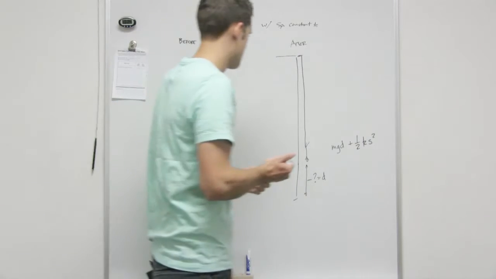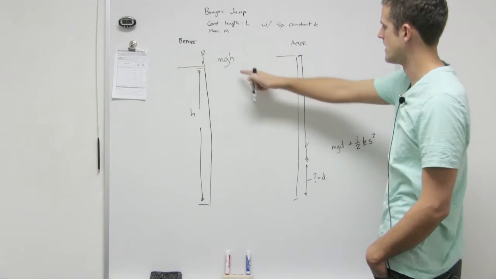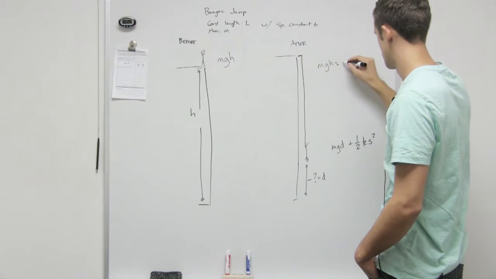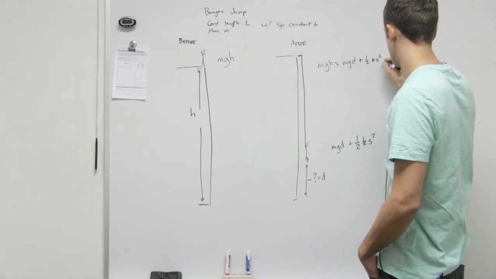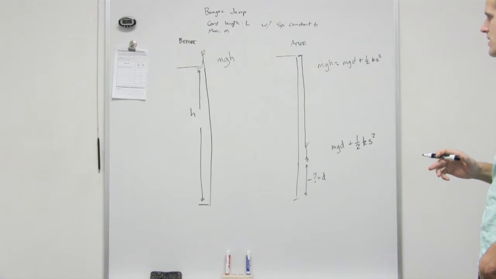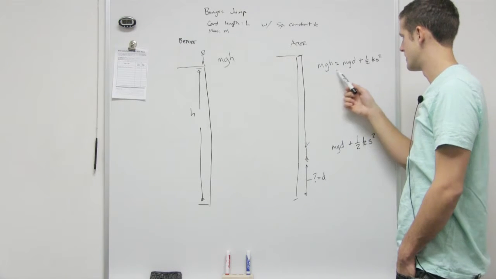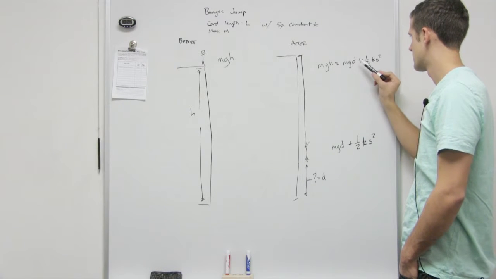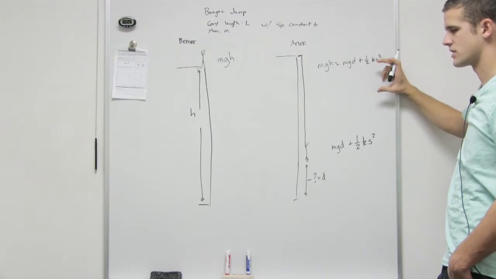Okay. So we know mass, we know gravity, we know h. So we'd end up with an equation that looks like this: mgh equals mgd plus 1/2 k s squared. So that's just conservation of energy. We know those three, we know those two, and d is what we're looking for. But what about the distance that the spring stretched?